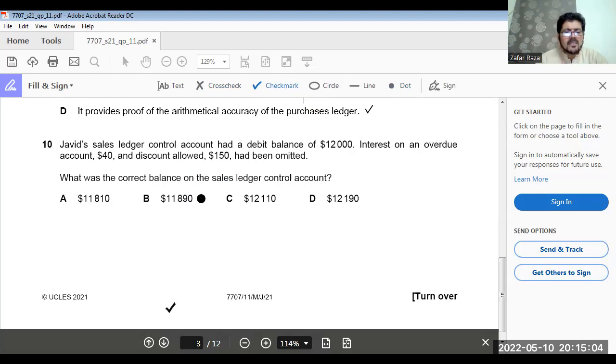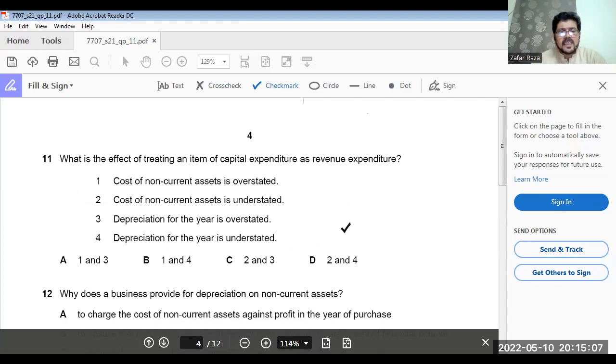Okay. Now come to the next question. What is the effect of treating an item of capital expenditure as revenue expenditure? Capital expenditure is an item of non-current asset. So cost of non-current asset is overstated? No. Cost of non-current asset is understated. Yes. Depreciation for the year is overstated? No. Depreciation for the year is understated. Yes. 2 and 4 is correct. It means the correct answer is option D. Okay, D option is the answer.